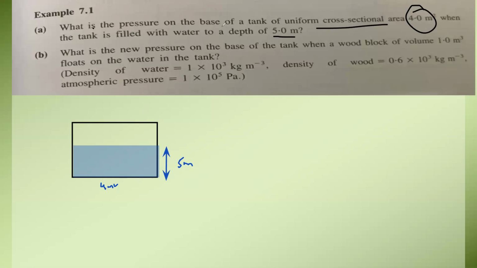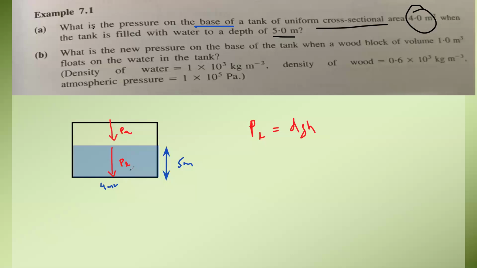And what is the pressure on the base of the tank? Look, there are always two pressures that act. Number one, the pressure on the base of the tank due to the liquid. The liquid will apply some pressure, and how do we work out the pressure due to the liquid at the base? That is the density, the gravity, and depth. And there's also another pressure, the pressure of the atmosphere.